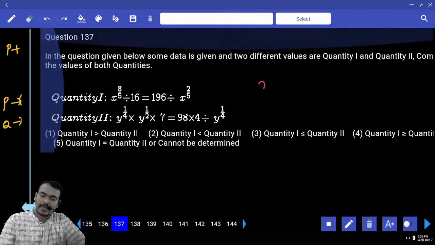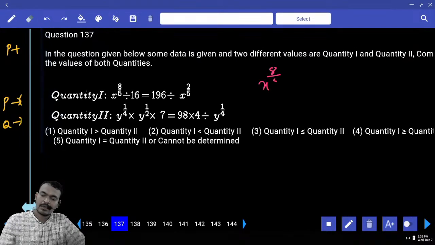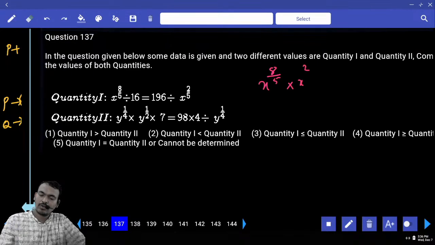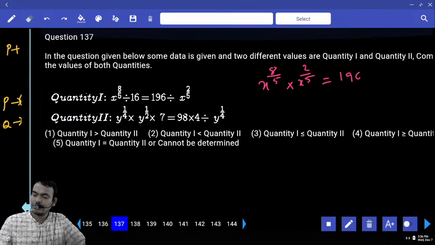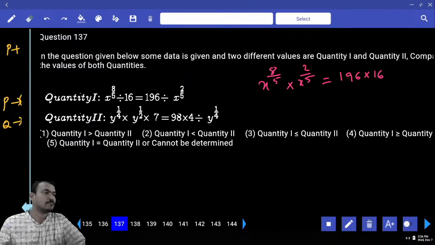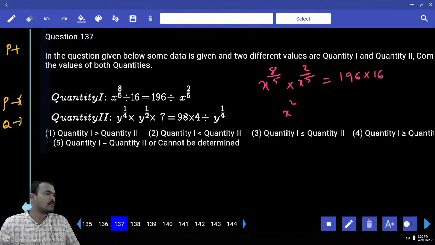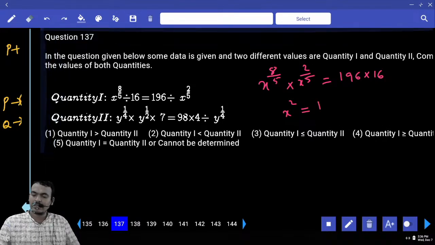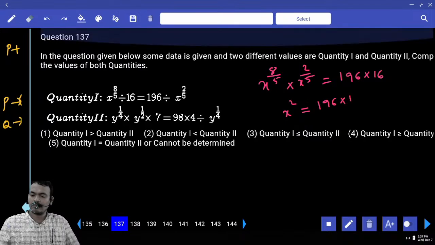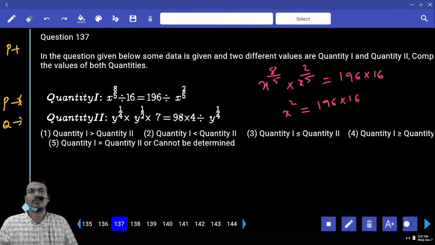This one I have written x power 8 by 5 into x power 2 by 5, that is equal to 196 into 1600. a power m into a power n is a power m plus n, so 8 plus 2 by 5 is nothing but x square. x square equals 196 into 1600. 196 means which one square? 14. 16 4 square. 14 4 the 56.